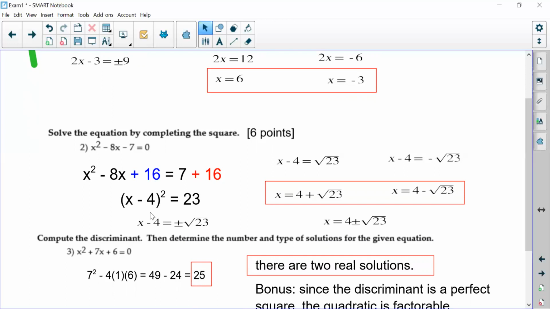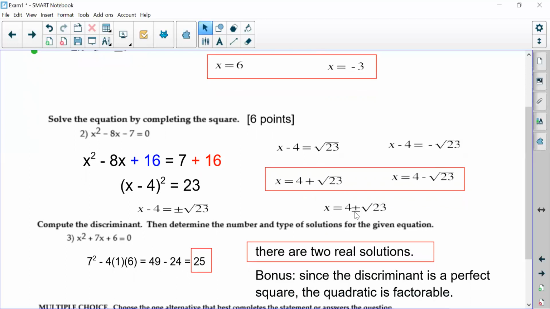And now it's just like number one. You square root both sides, keeping plus or minus, split it into two terms, and you get your two answers. It's best to write that as 4 plus or minus root 23, but separating them is full credit.